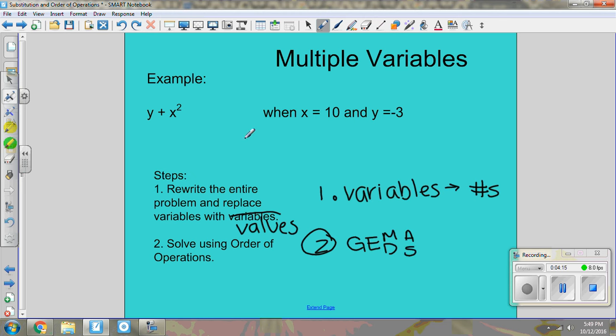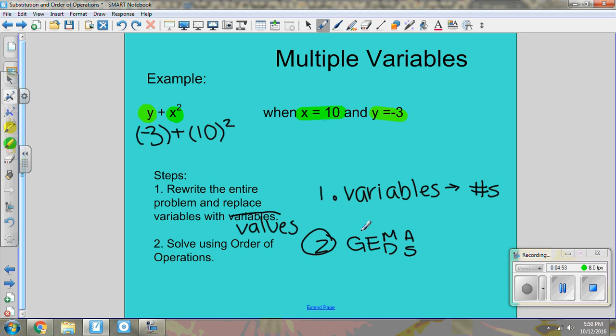Alright, so let's try it in this example. I have y plus x squared. So now I'm going to take my value for y, which is that -3, and I'm going to put it in where y is. Remember, in those parentheses. Then I'm still adding, I'm writing down the rest of my problem here. And now I have x equals 10, and I'm going to put that in for where x is, in parentheses. Whenever I substitute, I put that number in parentheses so that I can solve it later.